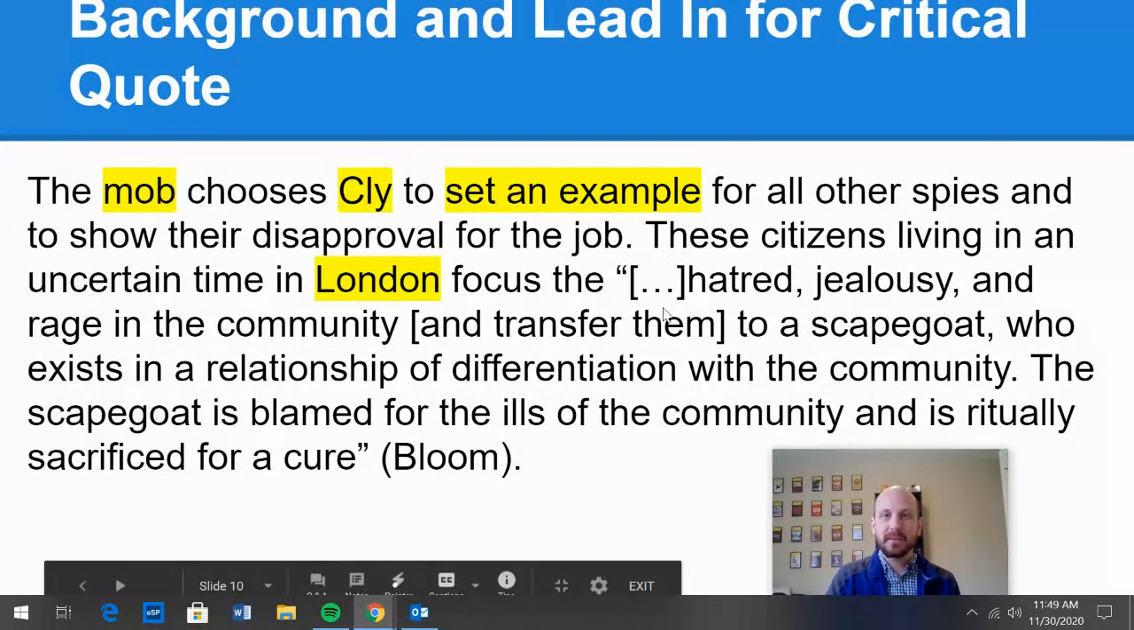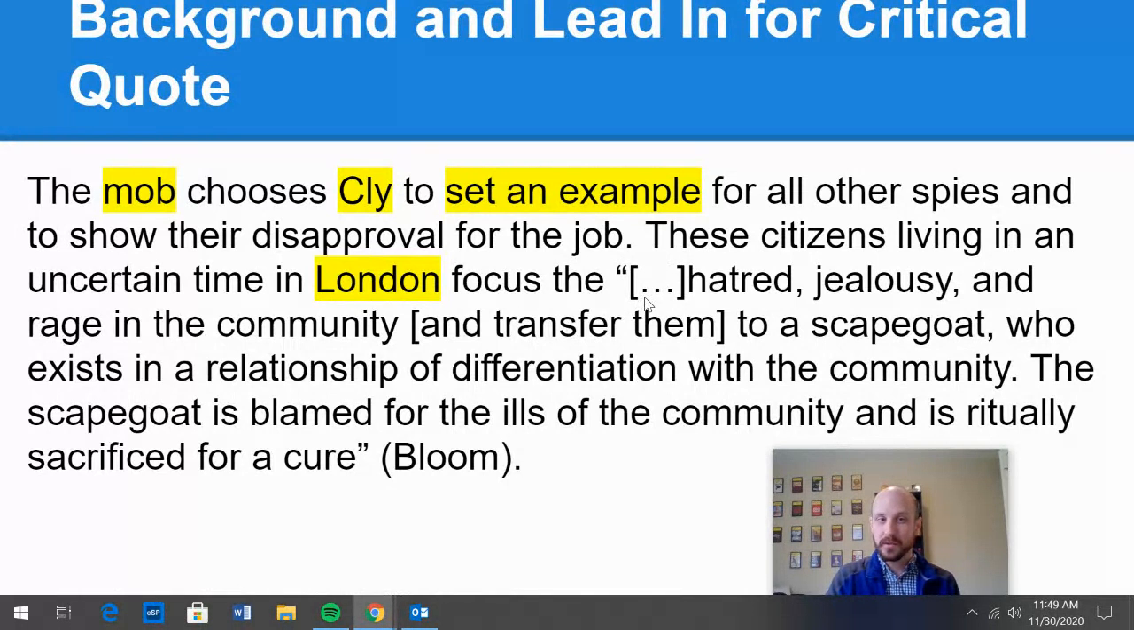What has happened here is that it's not the start of the quote, so the bracketed ellipses demonstrate that it's not the start of the quote. And then the quote here is bracketed and transfers them to a scapegoat. So grammatically, it's now in present tense, and it also specifies the scapegoat there. So that's what is being used in this revision of the brackets.